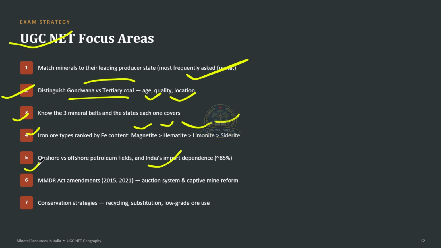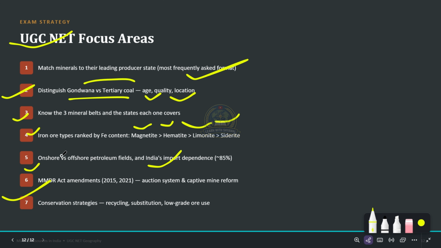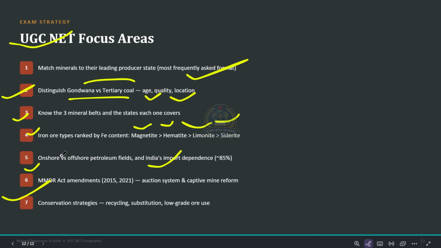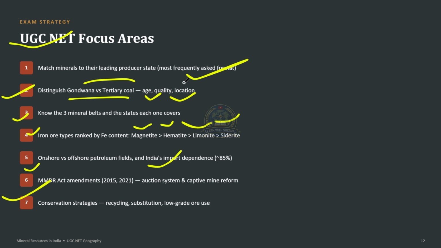MMDR Act amendments 2015 and 2021, auction system and captive mine reform, and conservation strategies: recycling, substitution and low-grade iron ore. These are some significant topics which are covered frequently in the UGC NET examination in geography.